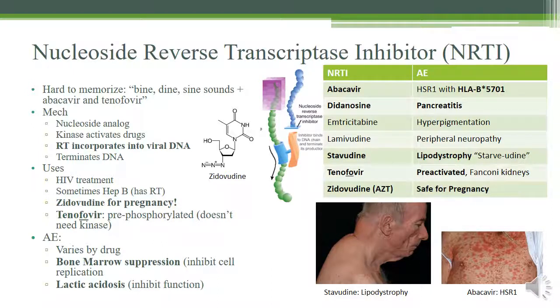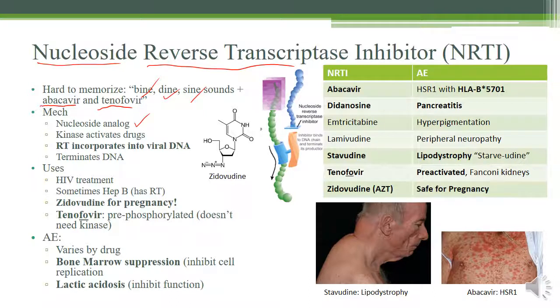Let's talk about nucleoside reverse transcriptase inhibitors. As you can tell from the name, they inhibit reverse transcriptase and they are nucleoside analogs. They're very hard to remember for me because they each sound a little bit different, but I try to look for the "bine, dine, sine" sound, and then plus the two different ones. You've got to have those exceptions like abacavir and tenofovir. The mechanism is that they are nucleoside analogs.